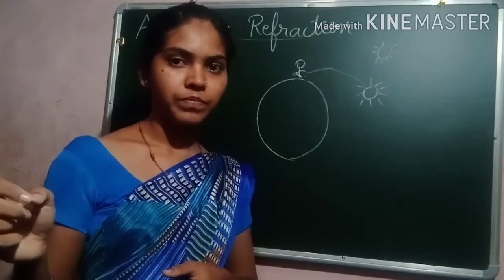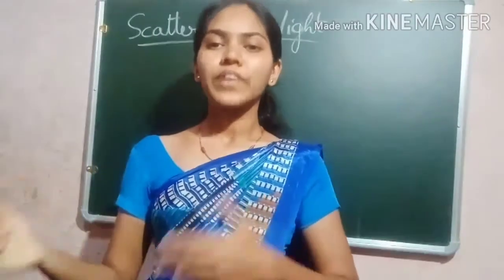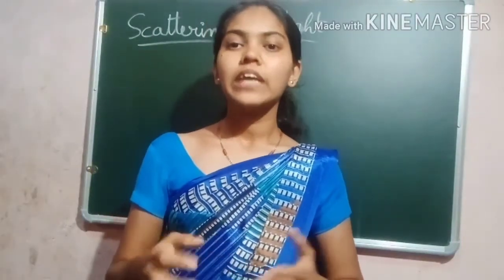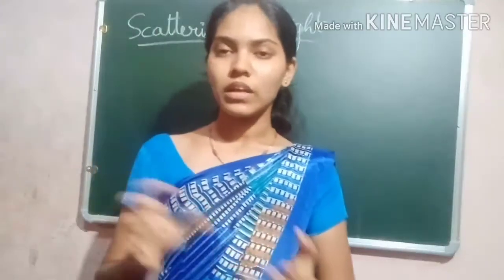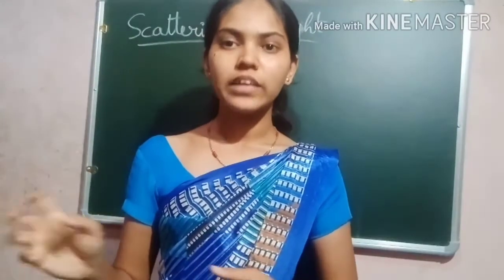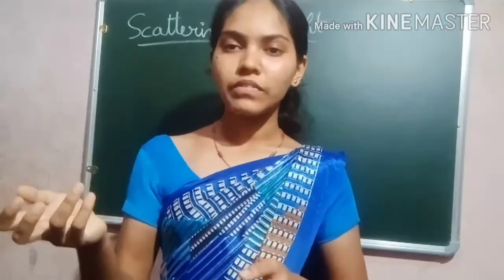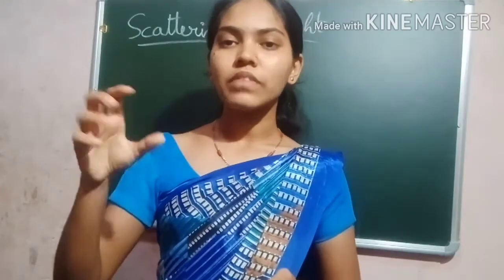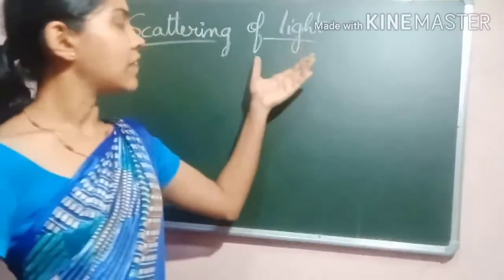The interplay of light with different objects gives rise to different natural phenomena in our surroundings. The scattering of light, the color of the sea, the color of the sky, and the appearance of the sun during sunset and sunrise are because of the nature of light with different objects. So let's see the scattering of light.